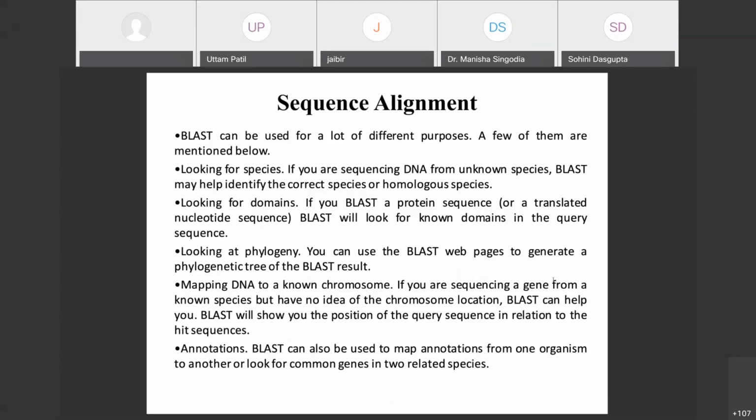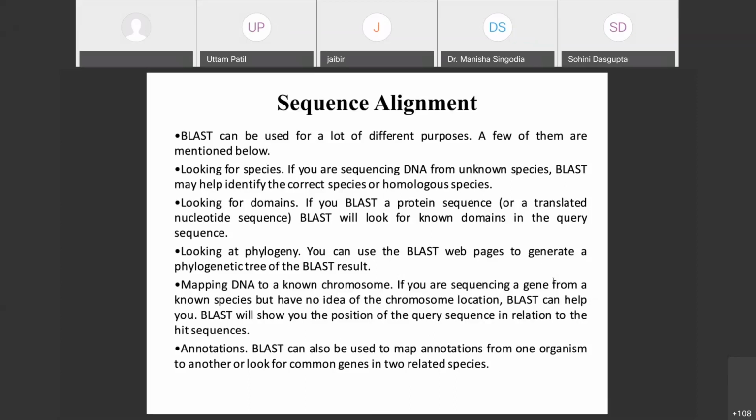BLAST can be used for a variety of purposes. First of all, you can identify a species, looking for a new species. If you're sequencing DNA from an unknown species, BLAST may help identify the correct species or a homologous species. So this is one very important thing.